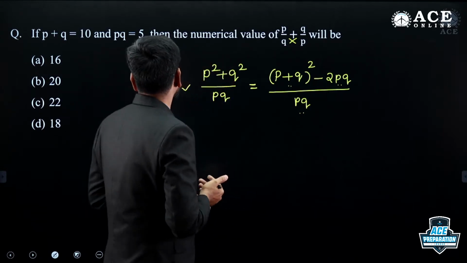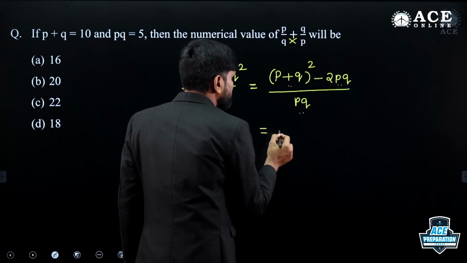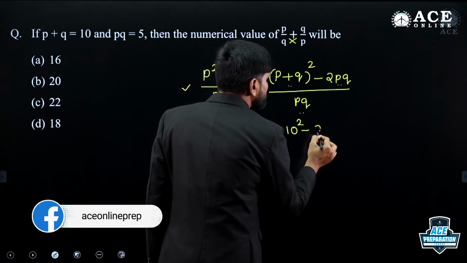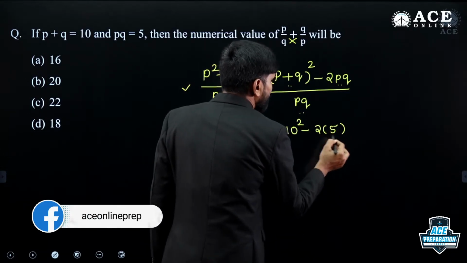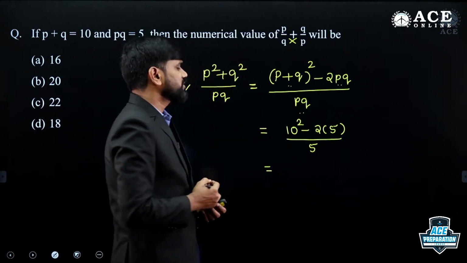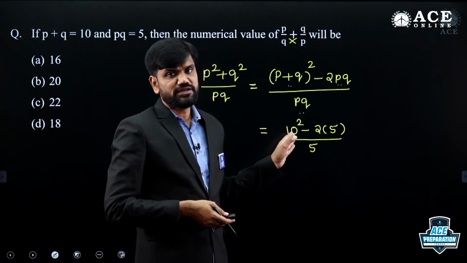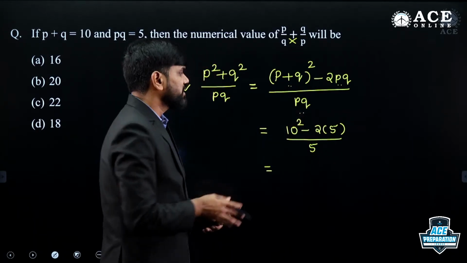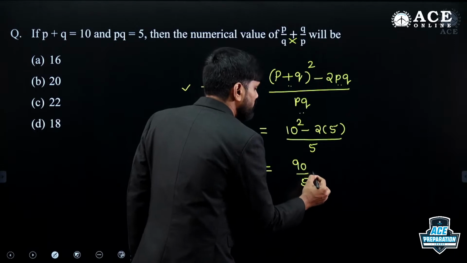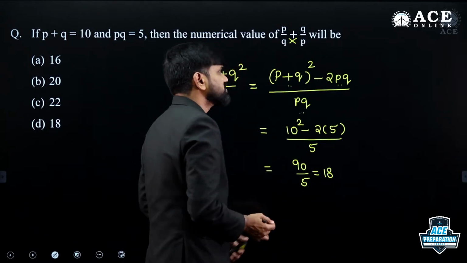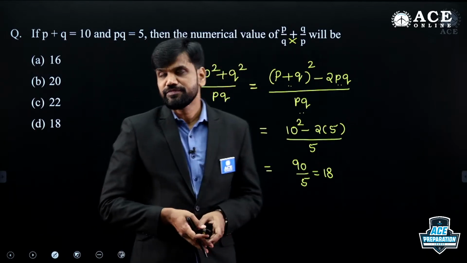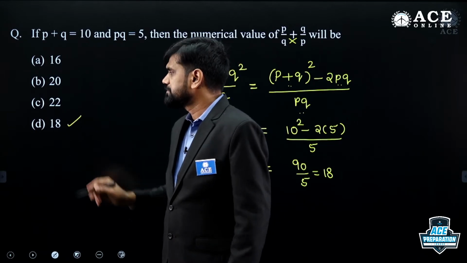So p plus q is given as 10. You simply substitute 10 over here. This gives you 10 square minus 2 into pq, pq is given as 5, divided by pq, which is nothing but 5. This gives you how much? 10 square is nothing but 100. 100 minus 2 into 5 is 10. So 100 minus 10 is nothing but 90. 90 by 5 should be equal to 18. Hence the value of p by q plus q by p will be equal to 18 here. Hence it should be option D.